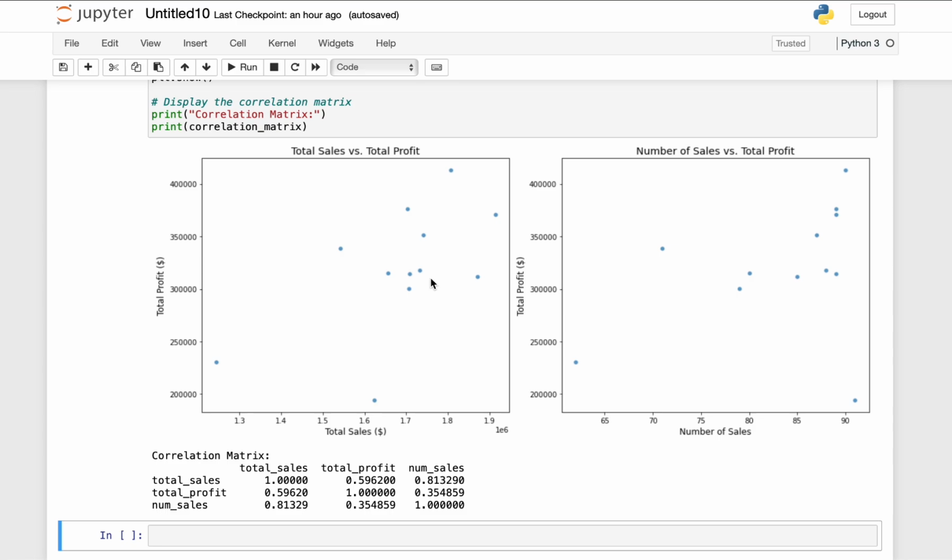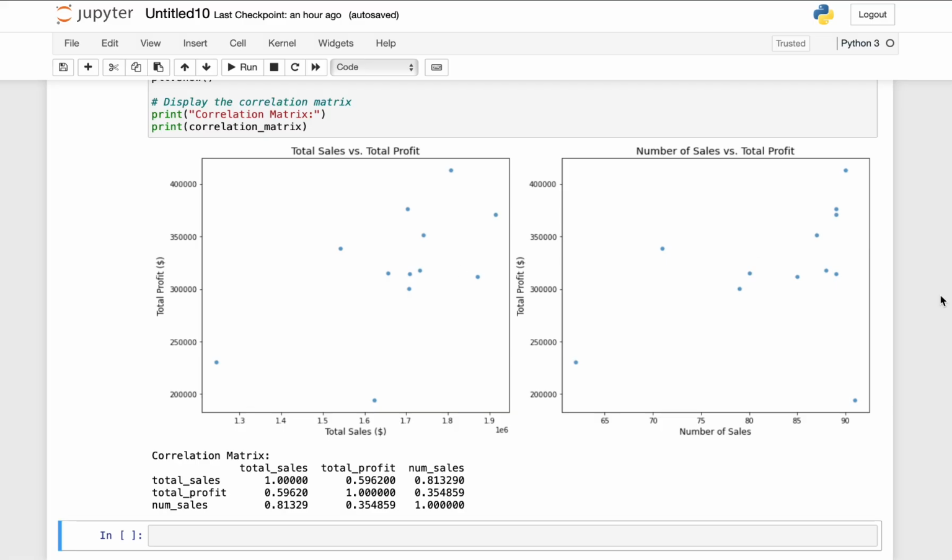Now, third, in terms of total profit versus the number of sales, our correlation coefficient is 0.355, and you would interpret this as a weak positive correlation. This would suggest that simply making more sales will not guarantee higher profits. Possible reasons for this could be a salesperson selling high margin products in fewer transactions, which could generate more profit than those selling low margin products in bulk. Profit margins may also vary slightly across the products or deals.